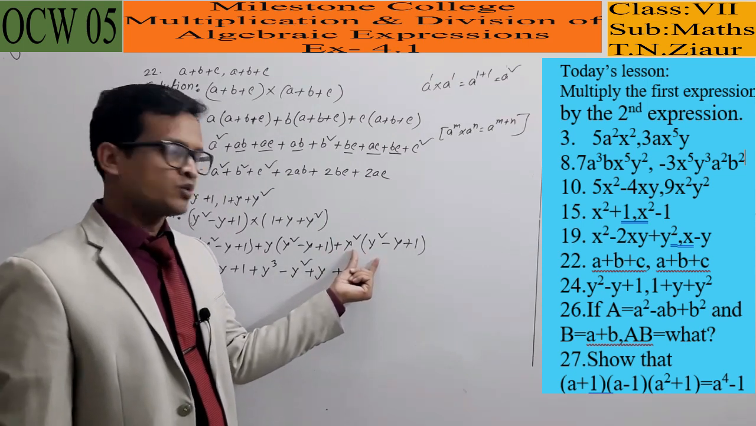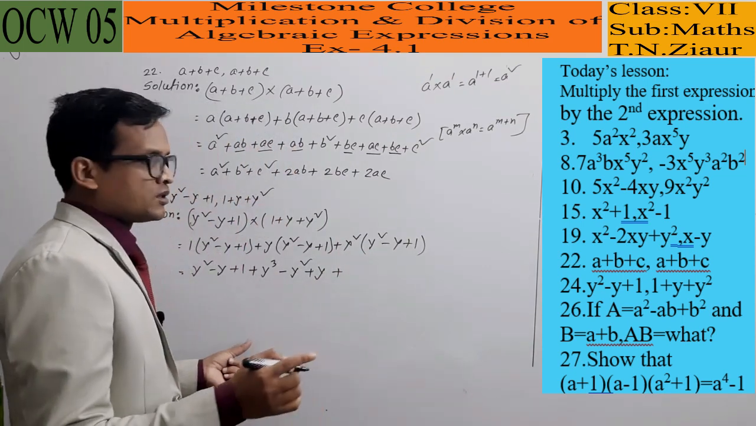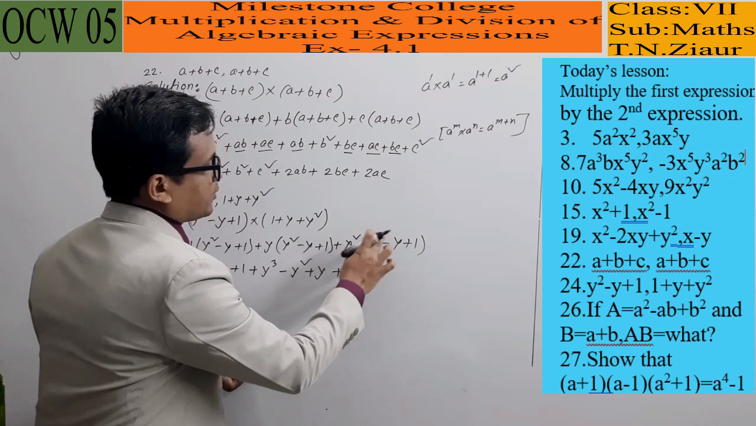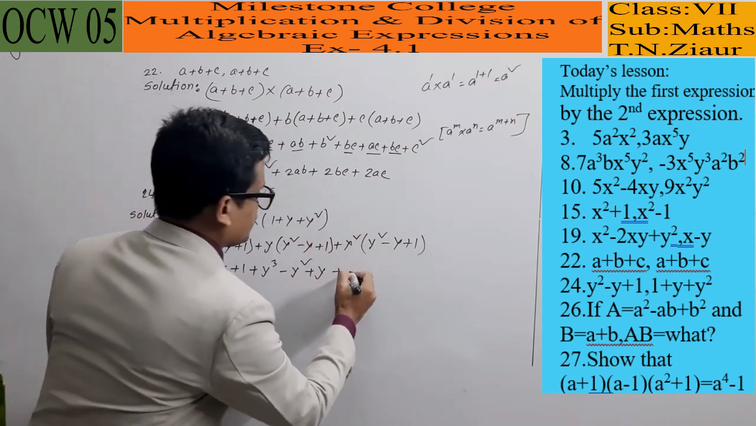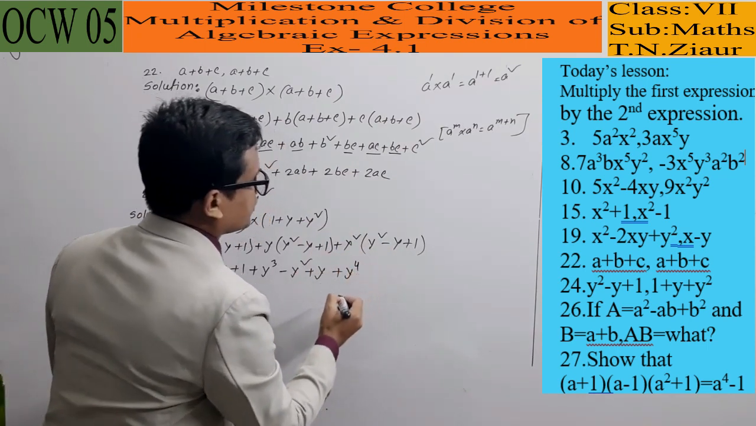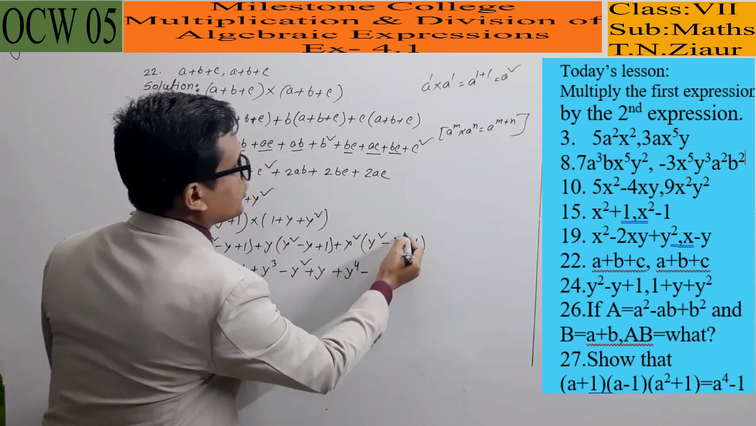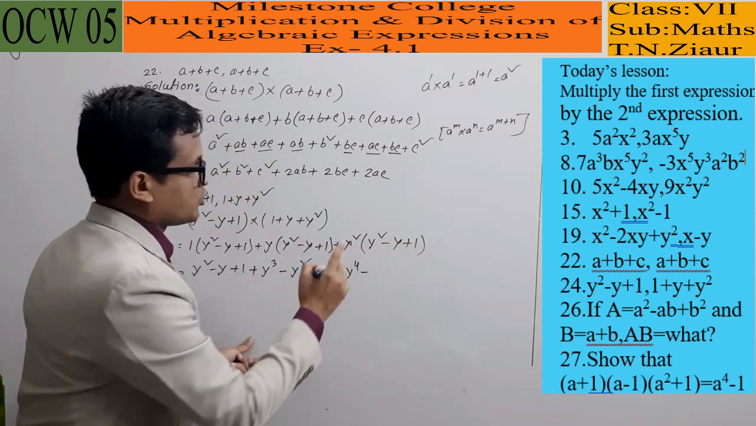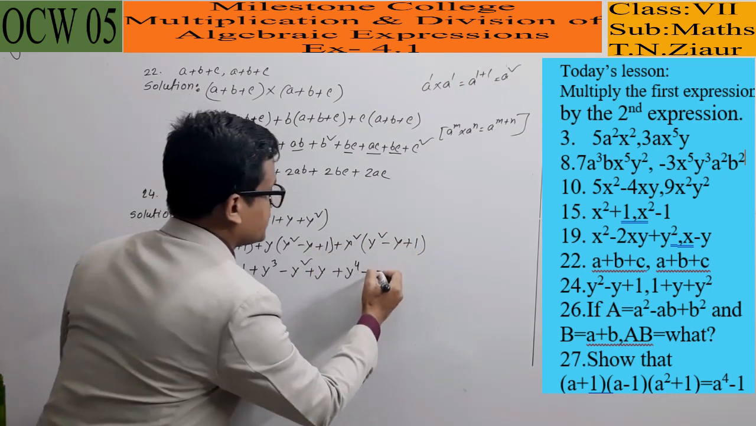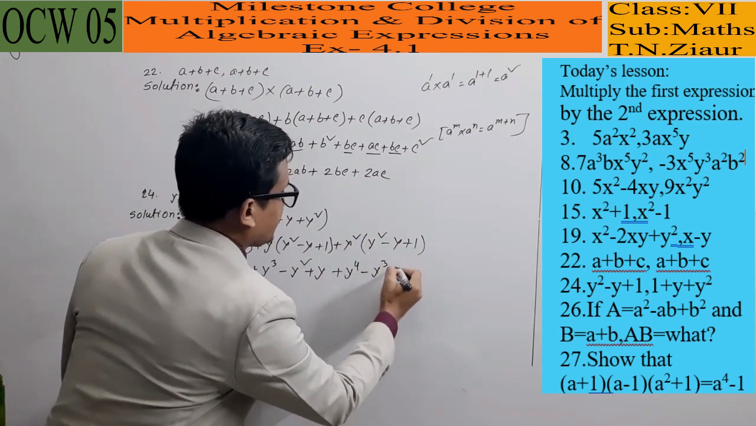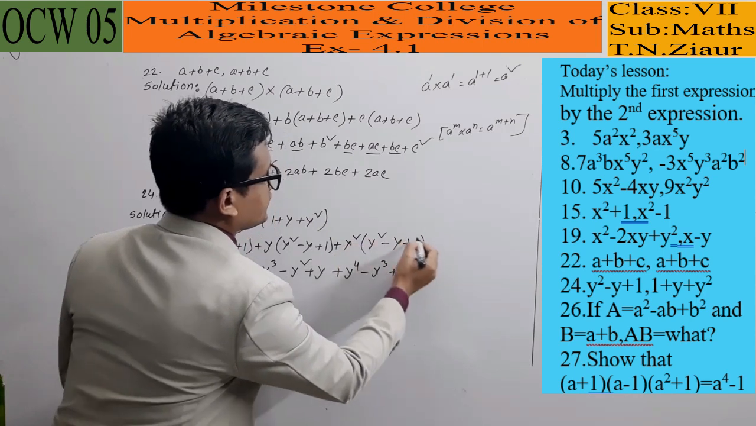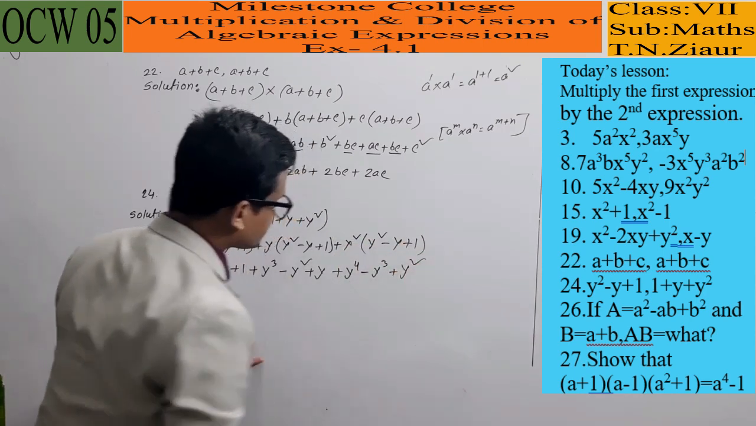What will be y square into y square? With the same base, the exponents will be added, so it will be y to the power 4. Now we can solve this one, minus y square into y, there is 1, so it will be 2 plus 1, it will be 3, so y cube, and plus y square into y, so y square, right?